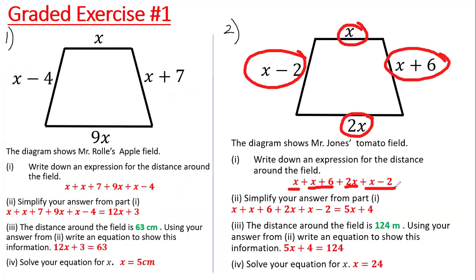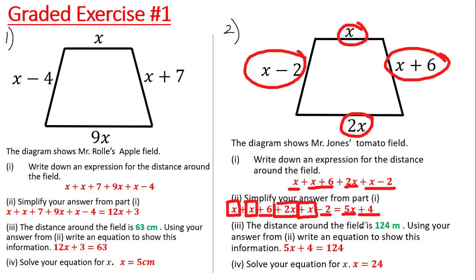Now all we need to do is combine all the like terms. So it's x, which is 1x, then 2x, and what is 2x plus 2x? That's 4x. And 4x plus 1x is 5x. That's why this is 5x. Then with the numbers, it's 6 minus 2, so it's 5x plus 4, because 6 minus 2 is 4.